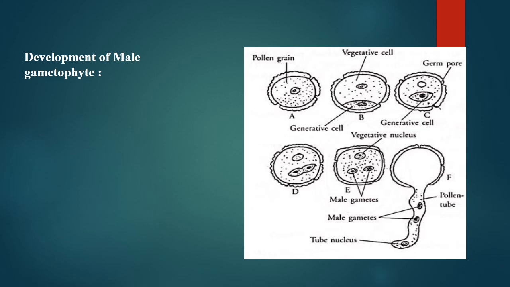Male gametophyte development in angiosperms. This is the pollen grain. In that pollen grain, this small one is the generative cell and this large cell is the vegetative cell, and this one is the germ pore. In the development of the male gametophyte, the generative cell is divided into 2 parts. These 2 parts are the male gametes, and these male gametes go from.